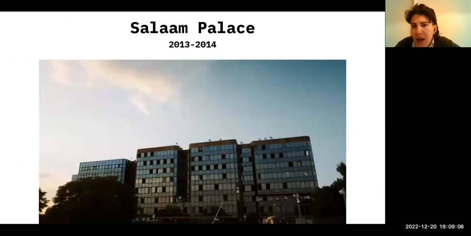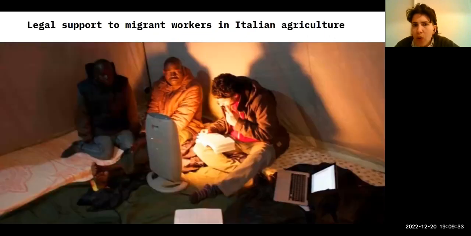Another activity that we started independently from the clinic, from the university, in the association is legal consultation at a very famous squat in Rome, where many migrants live. It is one of the most important squats in the city, Salam Palace. And also we started to go to the south of Italy, to agricultural fields, where many migrants work there.